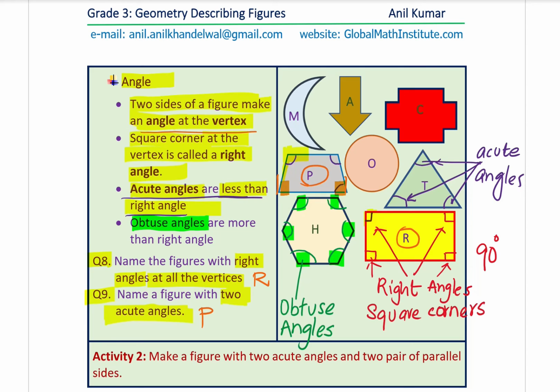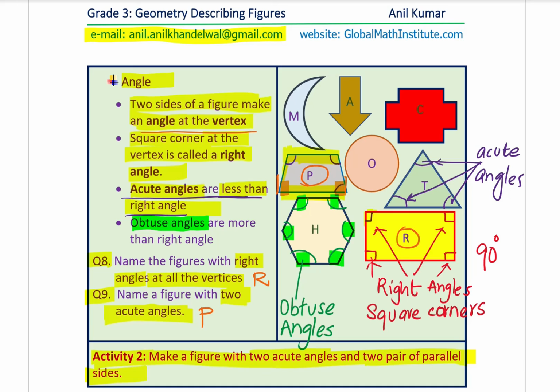Now here is another activity for you. The activity is make a figure with two acute angles and two pairs of parallel sides. Two acute angles and two pairs of parallel sides. Here we have only one pair of parallel sides. Do you see that? So that's an activity for you. It's a very important question. I'd like you to take a picture of this or copy this down and then answer. You can always send it to me on my email address. I can always check and then get back to you.